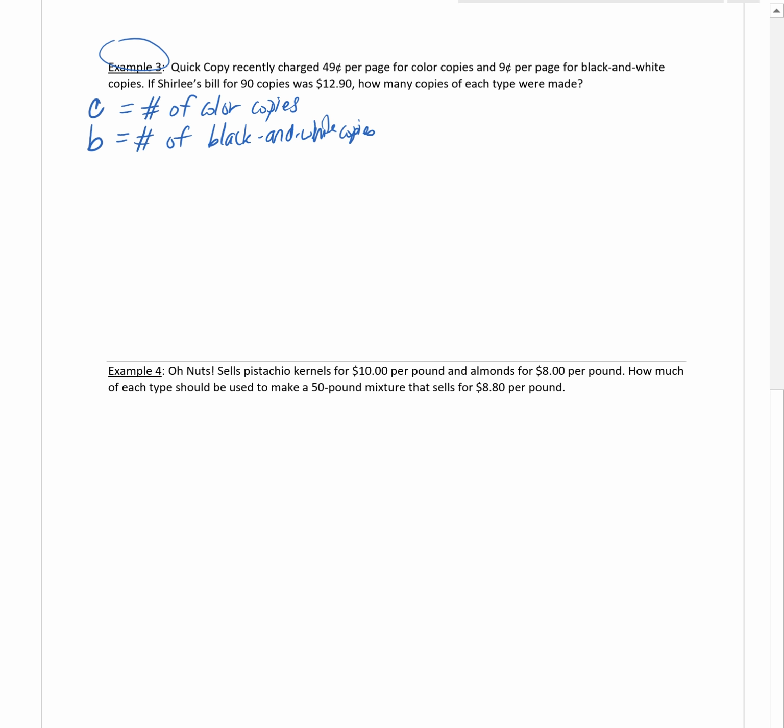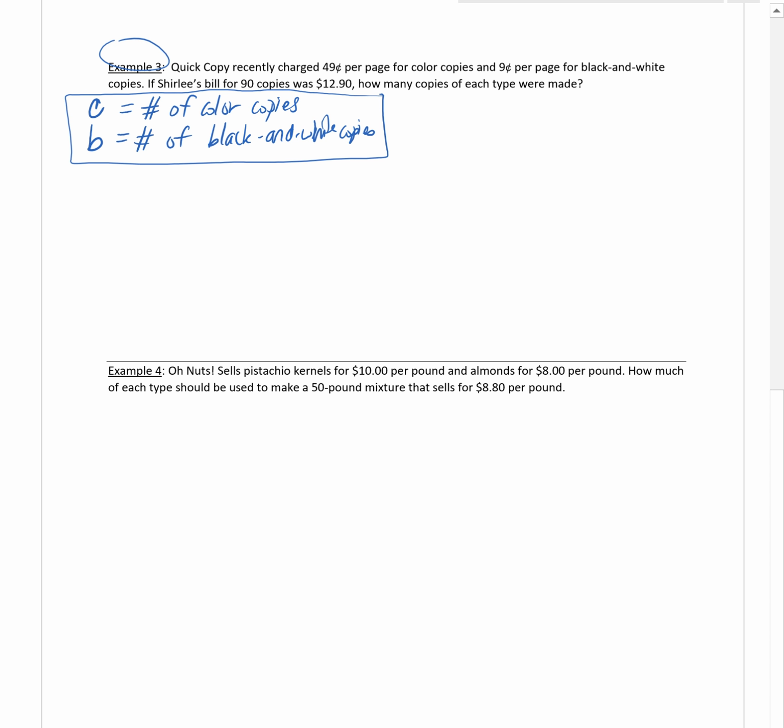Or if you're partial to X and Y, don't think you have to always use letters that stand for things in the problem. You can just use X and Y every time. Like we said before, the only downside is you have to remember what X and Y stood for. Whereas me, when I find C, I'll remember that means color, and if I find B, I'll remember that means black and white. But it's totally up to you, whatever you want to do.